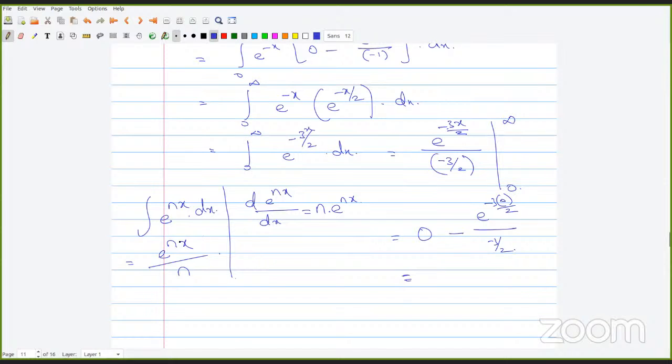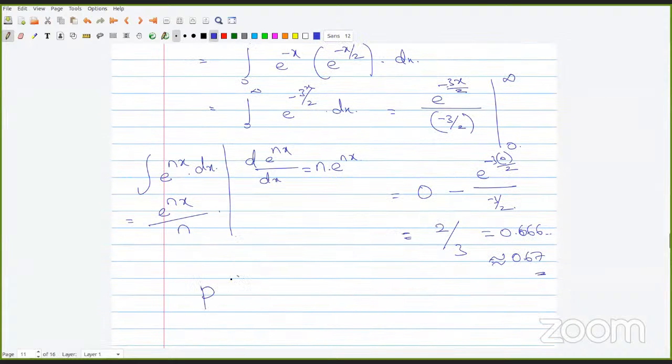So this will be the integration. Here n is minus 3/2. So that is how the integration will evaluate. This is like e to the power 0, it will be 1, divided by minus 3/2 and a minus outside, that will be 2/3 if you compute this, and this will be like 0.66 and so on. If you approximate this value, 0.67. What we found is that the probability that x is less than 2y is 0.67.